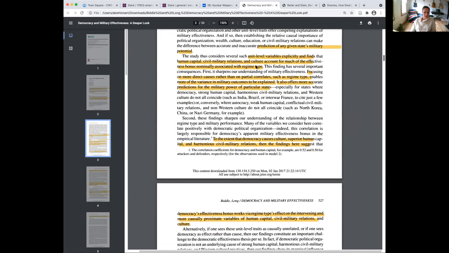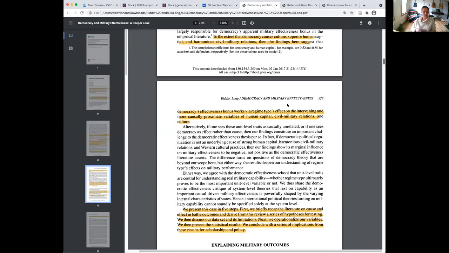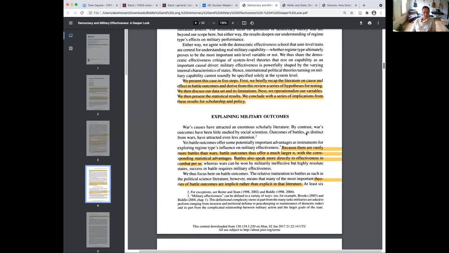So I mentioned these are their three variables: human capital, civil military relations, and culture. And they're looking at correlations between those and also those force magnifying variables that I mentioned earlier. They do mention in their paper that the use of their findings will be dependent on whether people believe that these three variables are caused by democracy or whether those three variables cause democracy. So they don't explore that relationship, but they note that their results will be affected by different beliefs about that particular relationship. I can explain that more in a little bit.